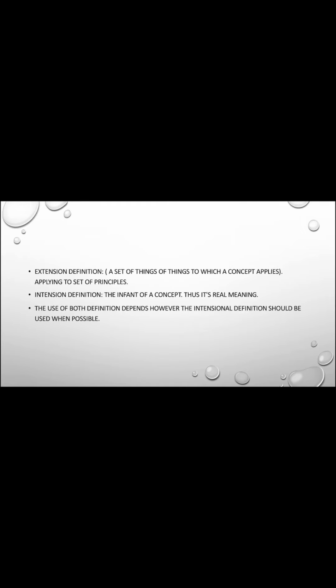To avoid disputes and misunderstanding, the company can define a child to mean one below the age of 15, and this definition is stipulative because one wouldn't see why the age of 15 should be chosen as a cutoff point. Also, we have extension definition and intension definition, where extension definition is a set of things to which a concept applies, and intension definition is the essence of a concept, thus its real meaning.